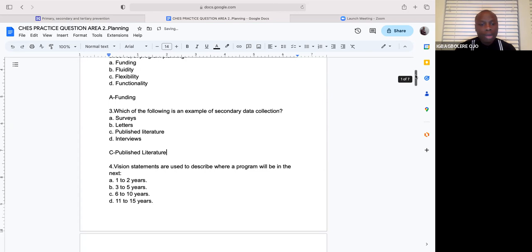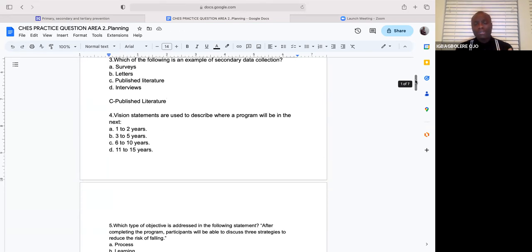Literature, all right. So question number 4, and you know, the first 4 questions are really textbook questions. So question number 4, a vision statement is used to describe a program, to describe where a program will be in the next how many years. This is textbook, right? So a vision statement is a statement that allows you to plan for the future, to dictate or to predict what the future will be. And that is time bound, all right? A vision statement is time-bound. So if it is time-bound, textbook-wise, it is usually 3 to 5 years, all right? So the right answer is 3 to 5 years, okay?